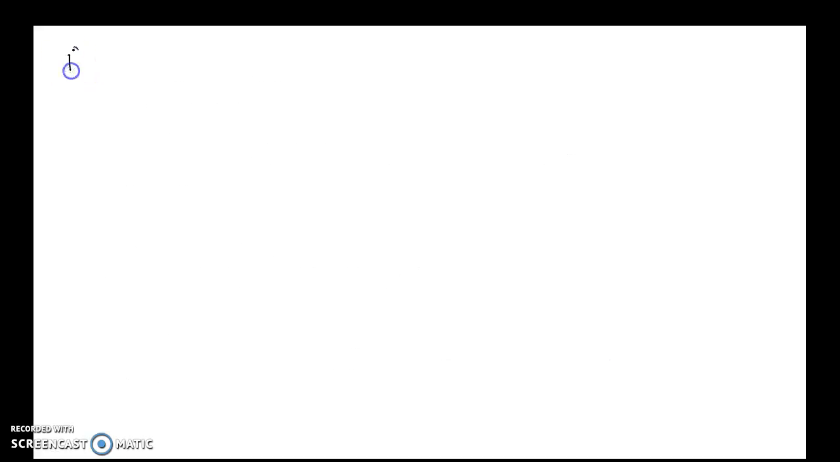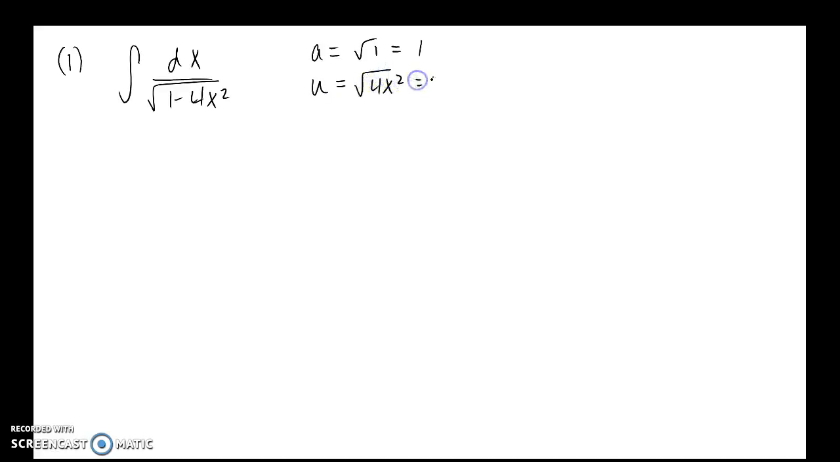All right, so example 1, find the antiderivative of dx over the square root of 1 minus 4x squared. So it looks like it's set up like arc sine. So a would be equal to the square root of 1. U is going to be equal to 2x. Du is equal to 2 dx. So to make a proper u substitution, I need my 1/2 out front.